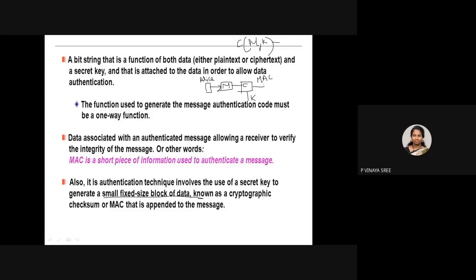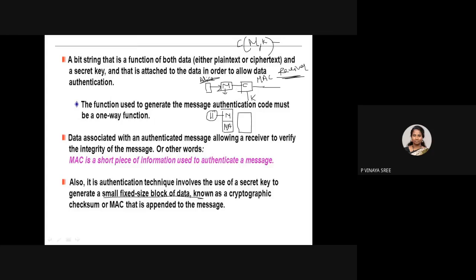This will be received by the receiver. What will the receiver do? Whatever Alice has done, taking a message and applying the MAC function, the same the receiver will also do. But before that, what the receiver receives is very important. Alice will concatenate, means append, the message and the calculated MAC.